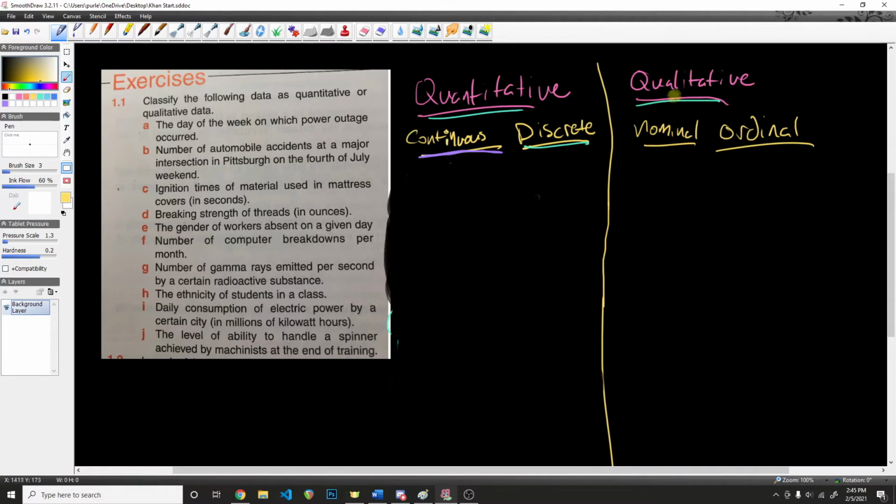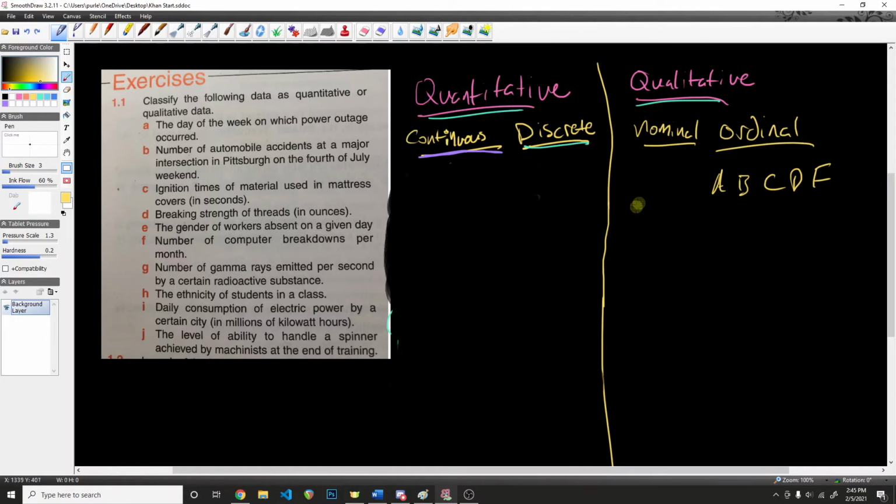And then over here in our qualitative data, we have our nominal and our ordinal. Nominal just means that it's regular categories, there's no order to them. And ordinal means that there's an order to them. So for example, if we were to talk about letter grades in school, A, B, C, D, F, there is an order to this. A is greater than B, B is greater than C, C is greater than D, and D is greater than F. So there's an order to it.